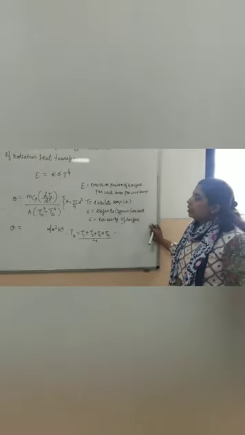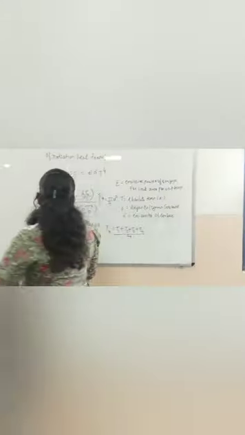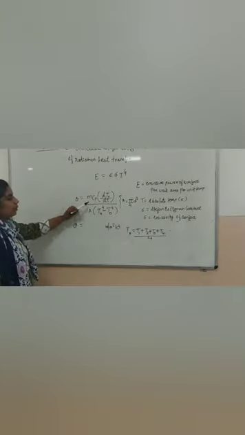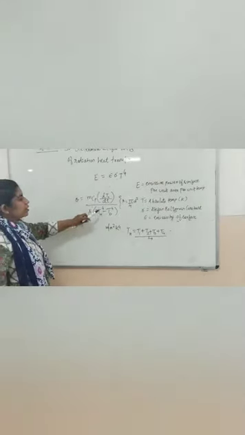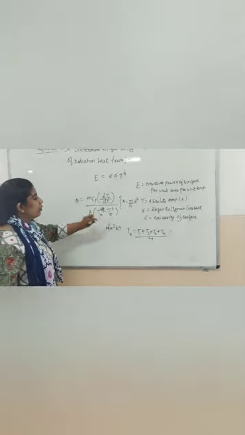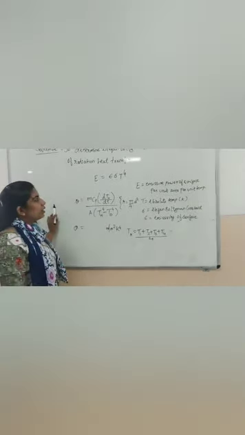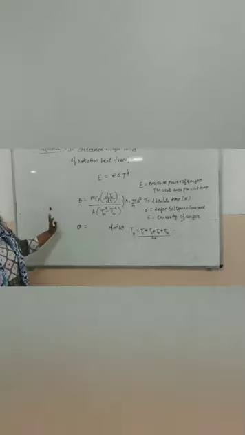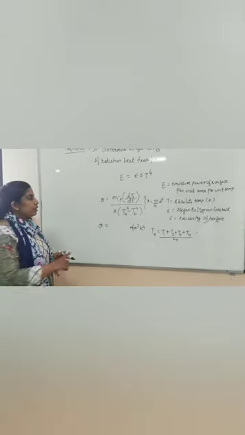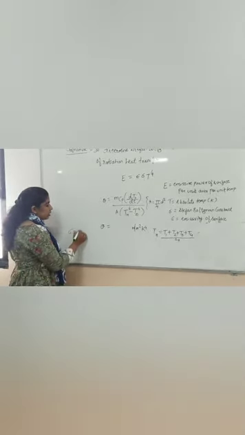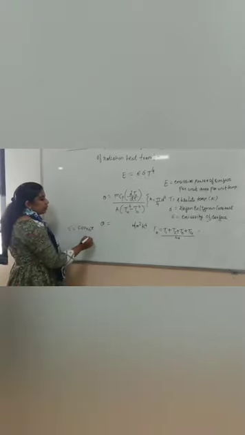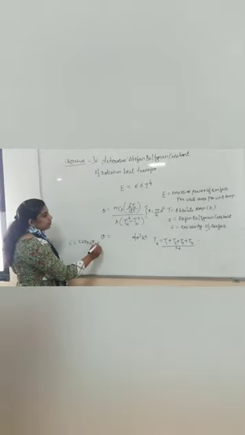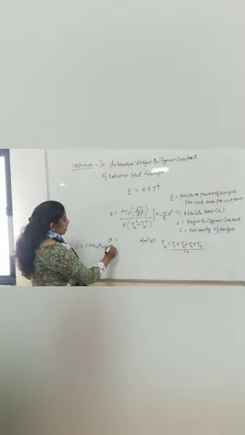In the experiment, one formula is given: m Cp d(T0)/dt divided by A times (Th raised to power 4 minus Td raised to power 4). This is the formula to calculate the Stefan-Boltzmann constant by using the experiment, because we already have the Stefan-Boltzmann constant value, that is 5.67 into 10 raised to power minus 8 watt per meter square Kelvin raised to power 4.